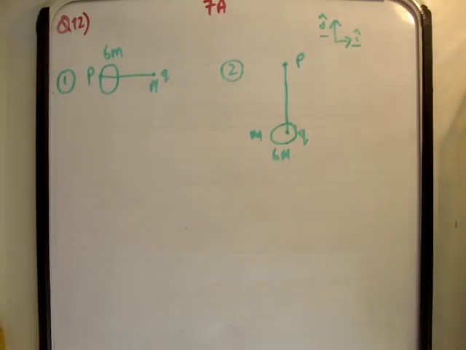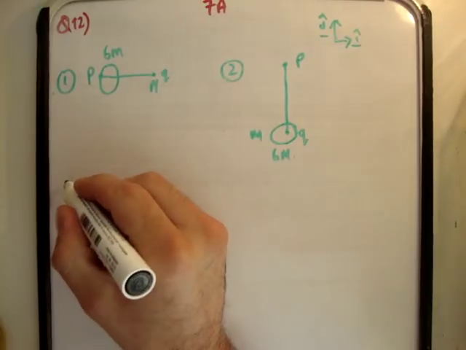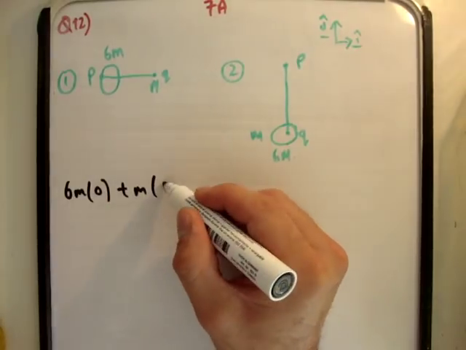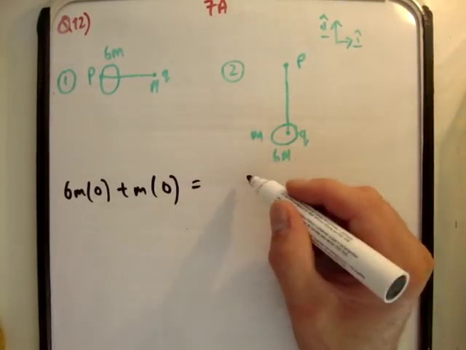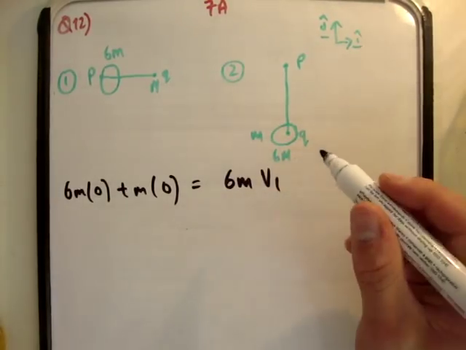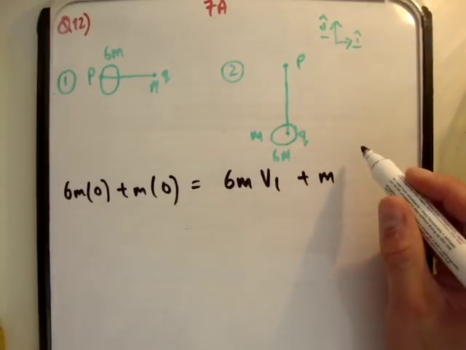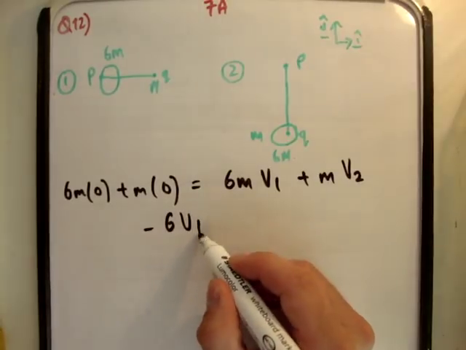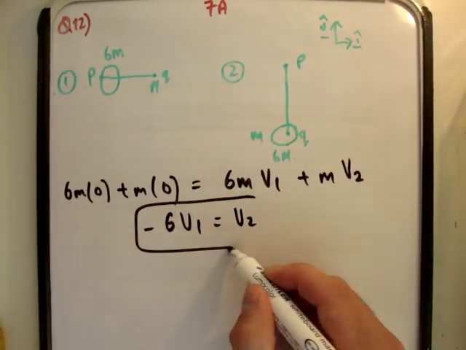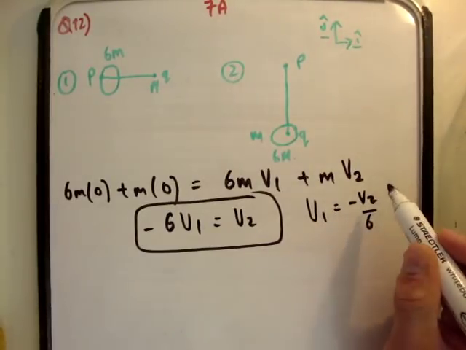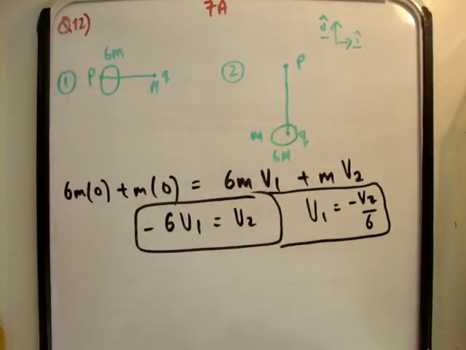The first thing I'm going to do is apply the principle of conservation of momentum. So the first mass, 6m, times its initial velocity, which is 0, plus the small m times its initial velocity, which is 0, is equal to the 6m again times its velocity, which we're going to call v1, plus the small mass times its velocity, which I'm going to call v2. So we can say that negative 6v1 is equal to v2, or we could say that v1 is equal to negative v2 over 6. They're equivalent expressions.